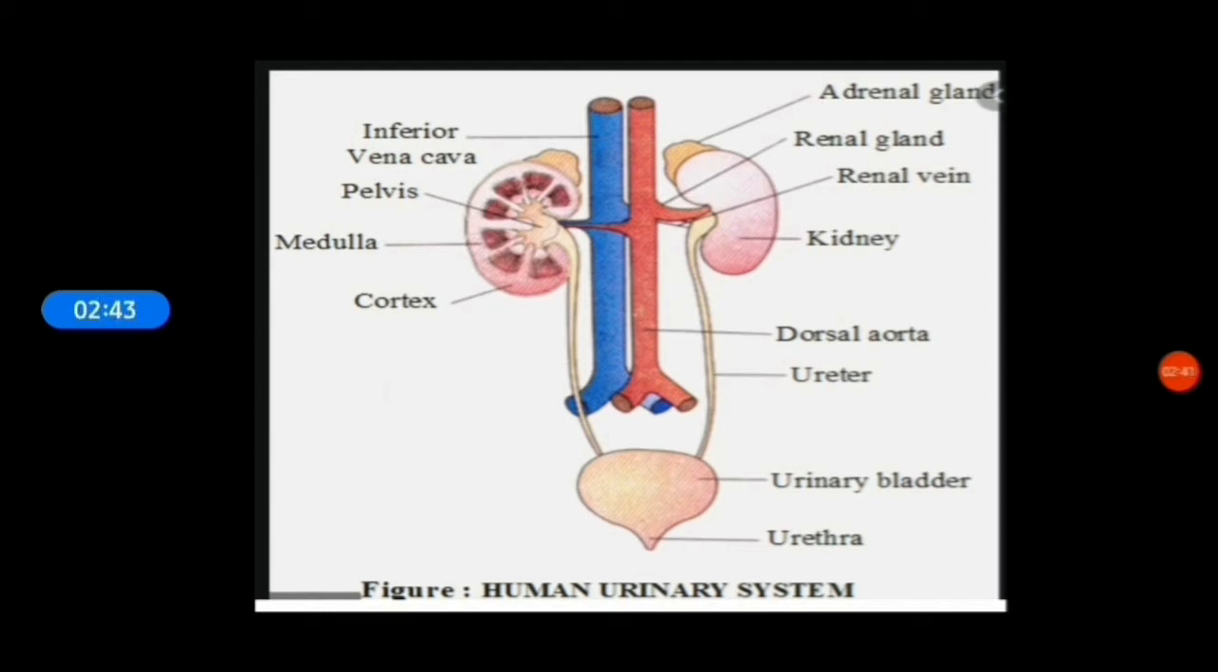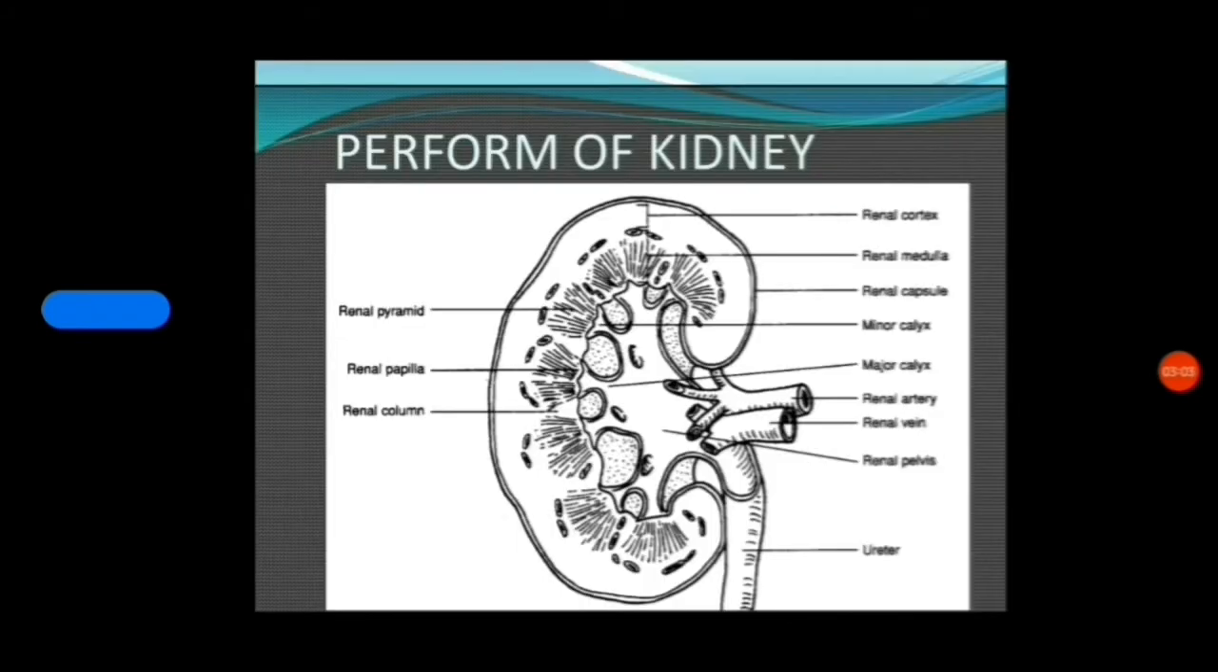The ureter, one from each kidney, opens into the urinary bladder. Ureters are the tubes which carry urine from the kidneys to the bladder, and the bladder stores the urine temporarily. The tube called urethra is connected with the bladder, and urine is passed from the body through it. Now we will discuss kidneys and their function in detail.